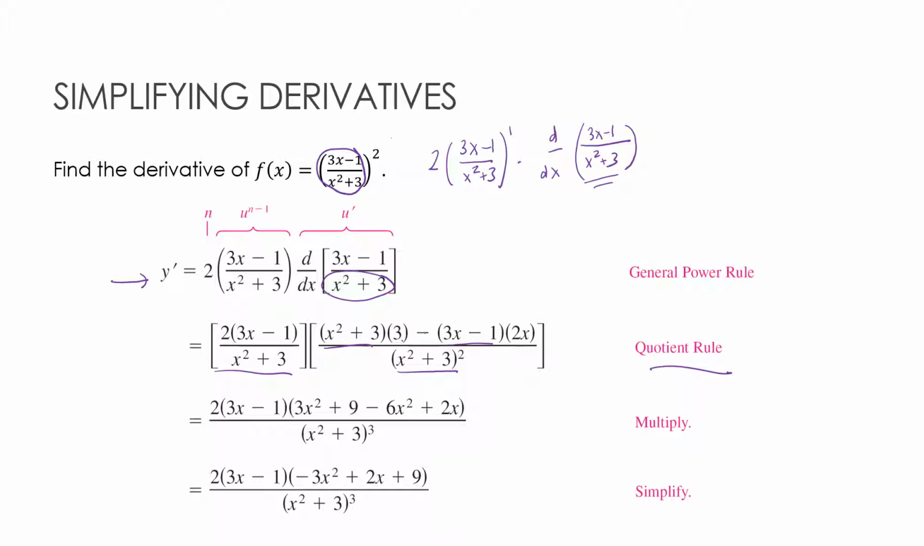Now I have some multiplication. So I'm just going to multiply what I can. So it looks like I've got x squared plus 3 to the first and x squared plus 3 to the second, so that's a total of x squared plus 3 to the third. My numerator, I've got 2, I've got 3x minus 1, and then all of this stuff on the inside I've distributed and distributed so that I can write it all out, and then I've just simplified what's on the inside. And that's essentially all there is to it.